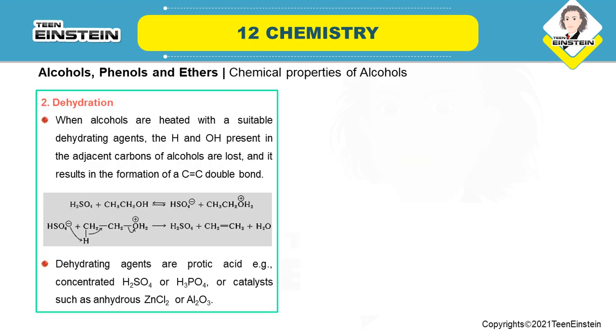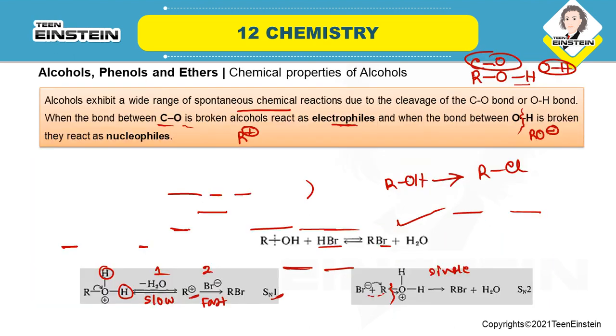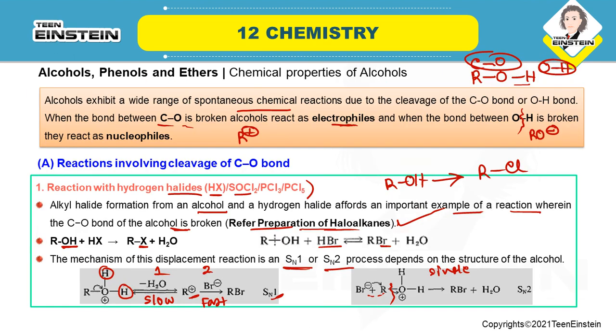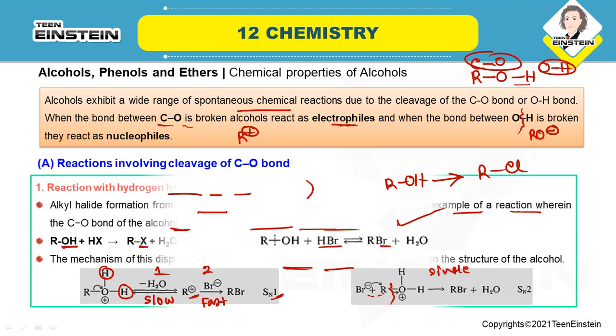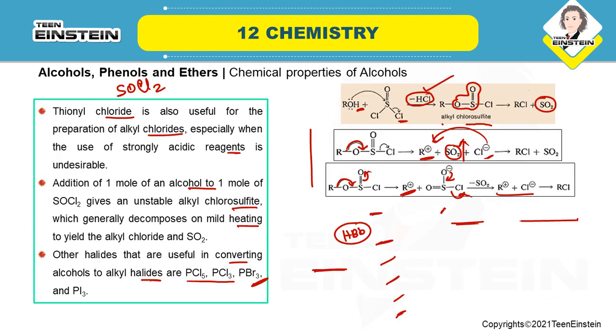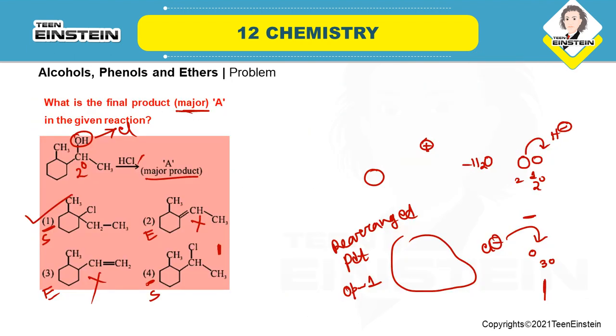Here, we are still continuing with the chemical properties of alcohols. Only one property we have seen, that is reaction with hydrogen halide or SOCl2, PCl3 or PCl5. So this is the first method we have seen, and under this category we have also seen the different reagents that we can use. We have discussed one problem.